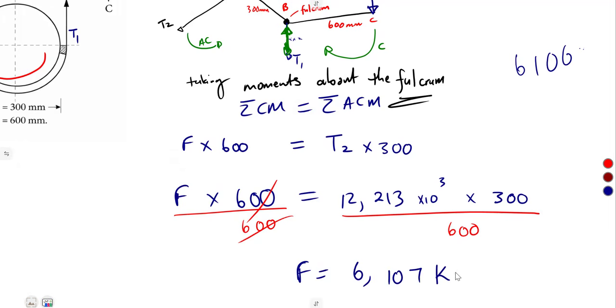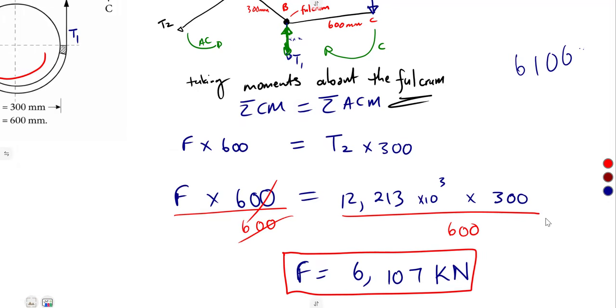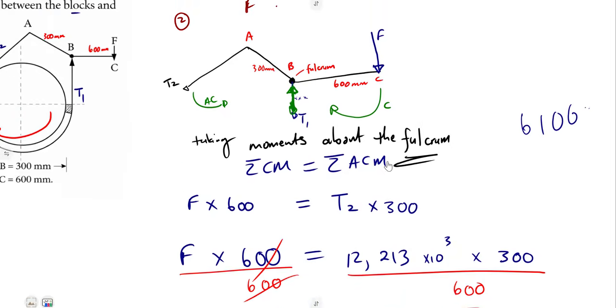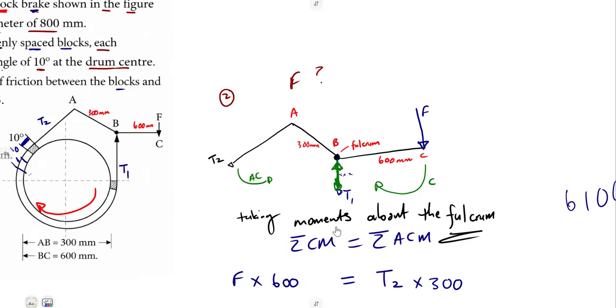So it was going to be 6,107 kilonewton. Whatever value you have on your calculator, divide it by 1000. So this will be the force that is applied on the lever when we are considering that the drum is rotating in a clockwise rotation. That is what we are given here.